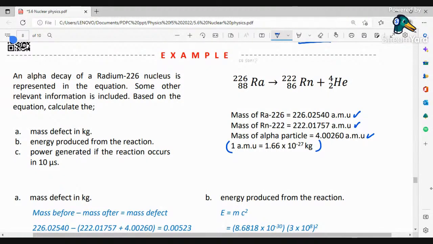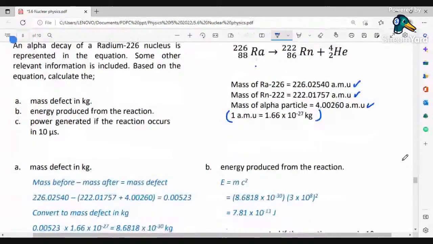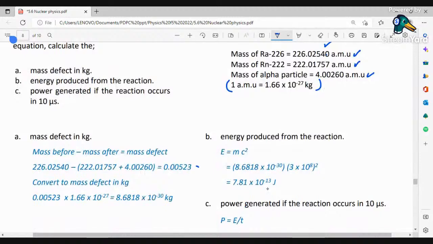Okay, mass defect, you just take mass before minus mass after. Mass before is mass of radium, 226.02540. Don't round off, just copy down. Sometimes up to 4 or 6 decimals, just copy what is given. Minus mass after, radon and helium. Okay, you get 0.00523. This is in AMU. When you want to use the formula E equals mc squared, you must convert to kilogram first, the mass defect.